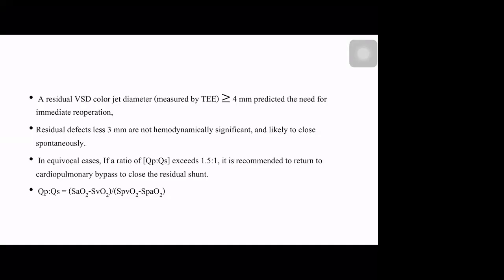If the QP/QS ratio value exceeds 1.5, it is recommended to return to CP bypass again and to close the residual shunt surgically. If the value is less than 1.5, we can leave it, assuming that it will be closed spontaneously. Thank you. That's it.